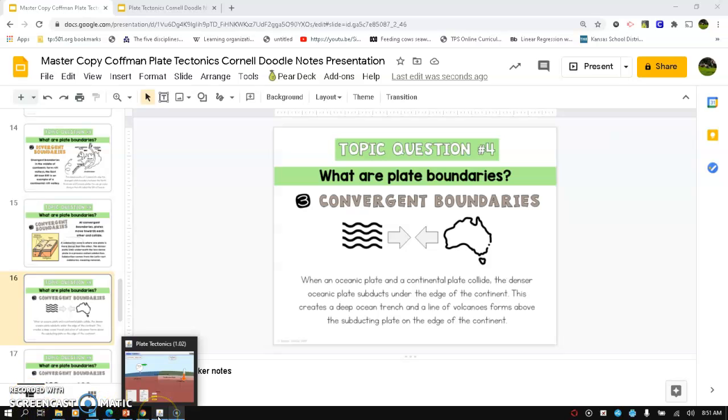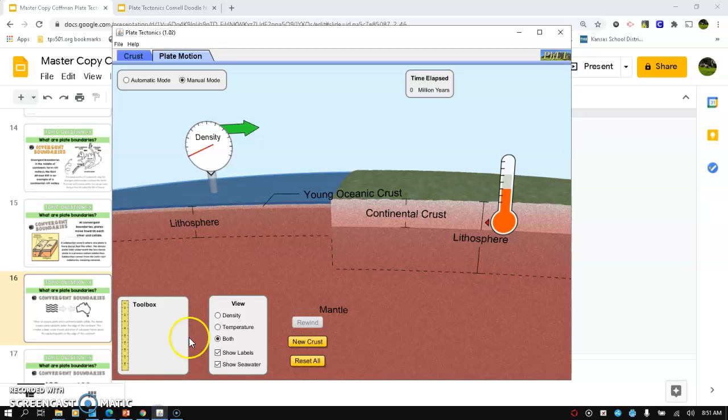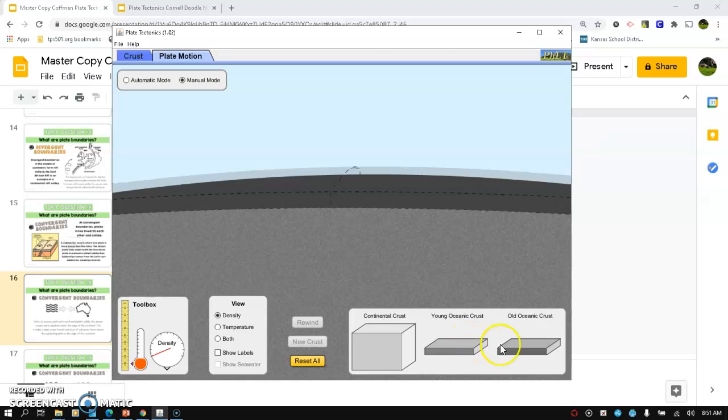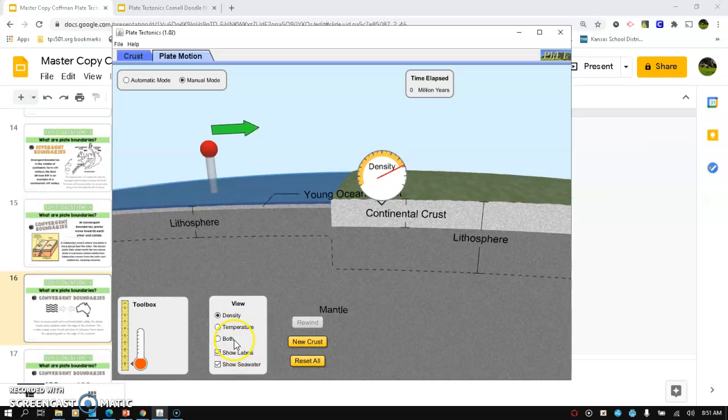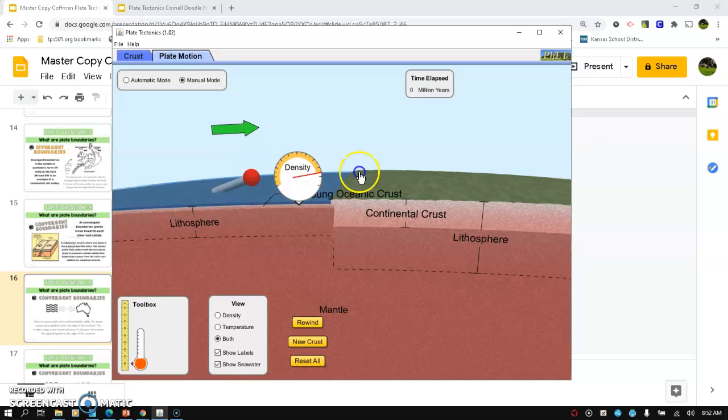I'm going to show you a demonstration of this. I'm going to reset. I'm going to put young continental crust in there. I'm going to make the density high so you can see, that's pretty high. I'm going to show all seawater, show labels. The seawater is not very important. The oceanic crust, if you notice, is actually pretty dense.